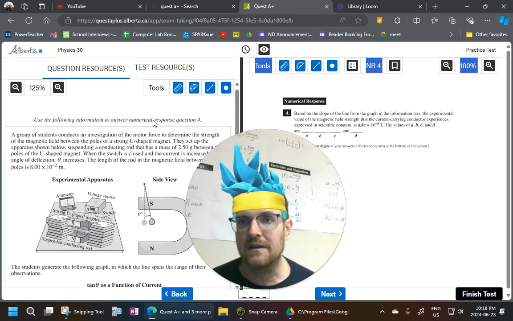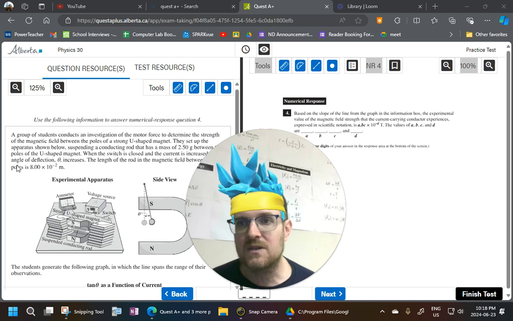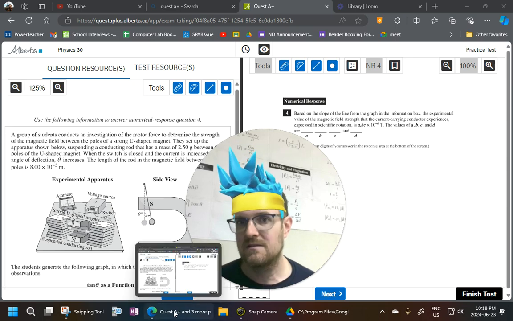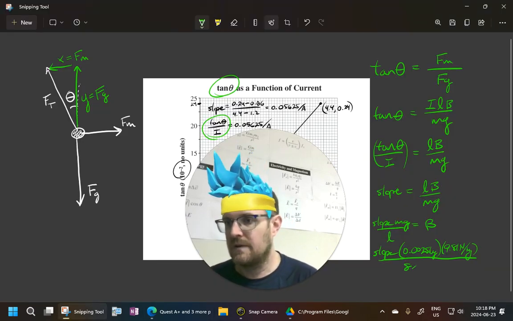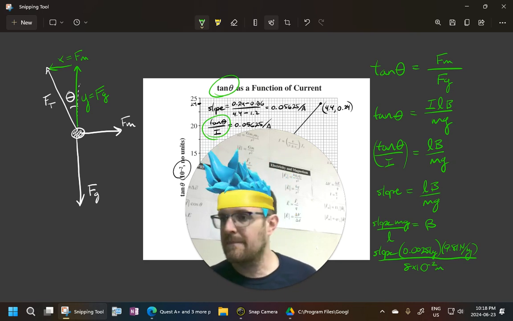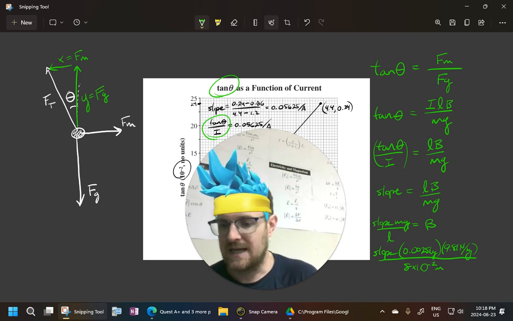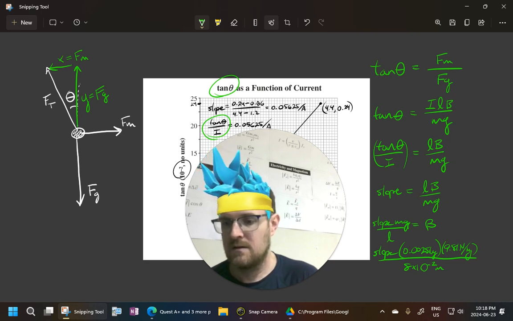So let's go find the length of the wire here. I can see that the length of the wire between the poles, the rod here, is about 8 centimeters. So 8 times 10 to the negative 2 meters. There's already a meter, so that's nice. Okay, so times this by the mass, times by gravity, divided by 8 times 10 to the negative 2.